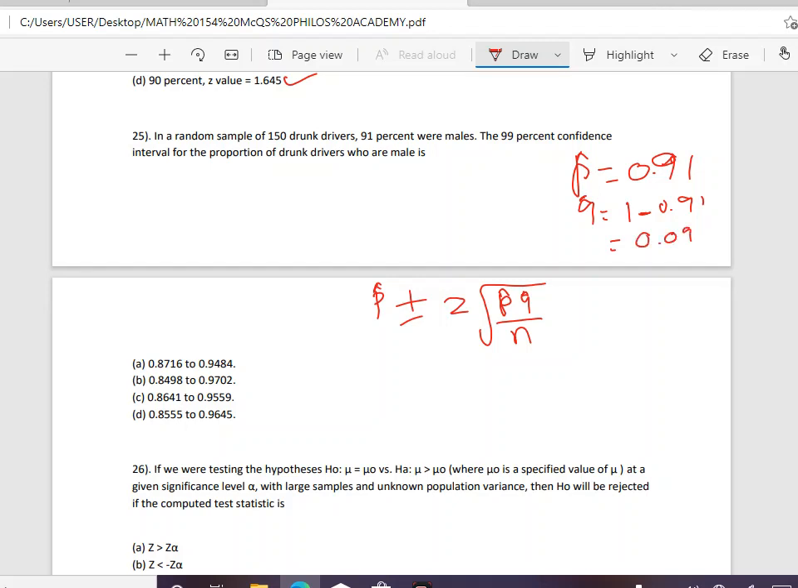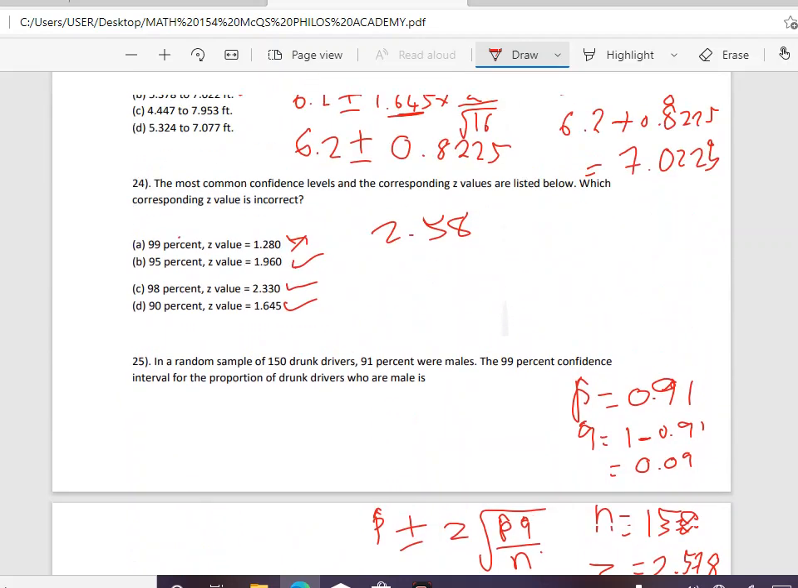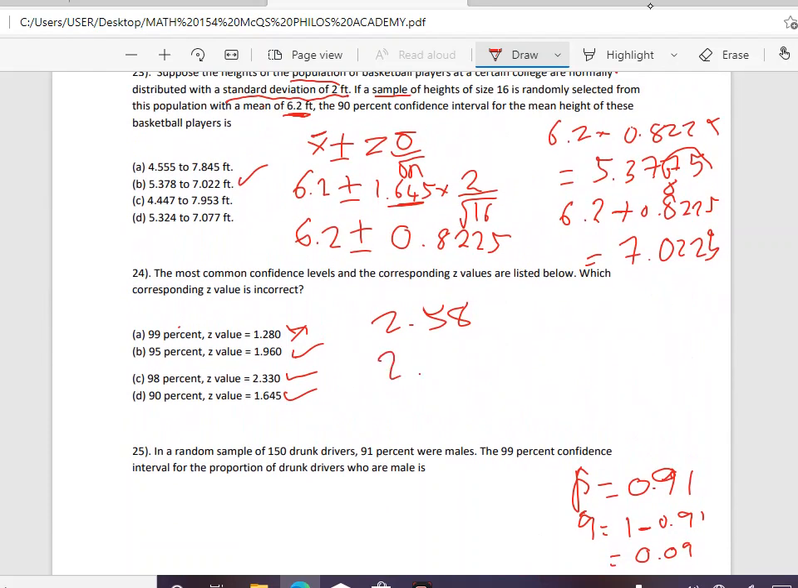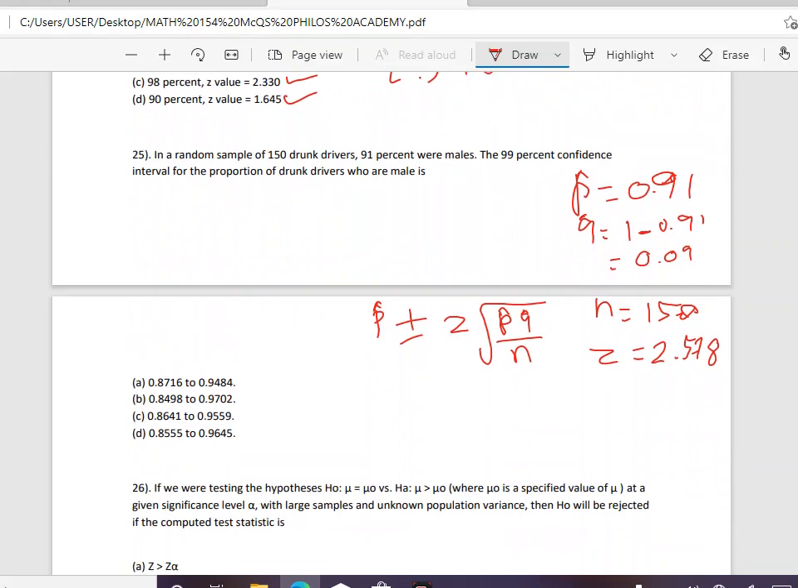Then what again? Our N is 150. And what will be our Z? When you are 99% confident, your Z score is 2.578. Okay, here I said it was 2.58. Yeah, it's 2.578. When you approximate it to two decimal places, it gives you 2.58, as I said. Okay, so 2.578. So let's substitute and solve.